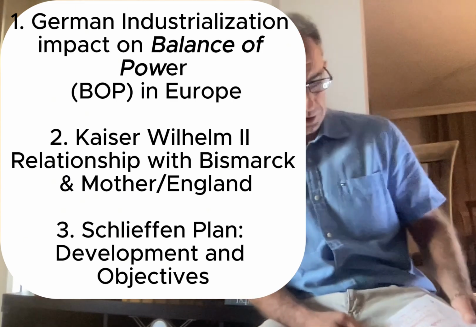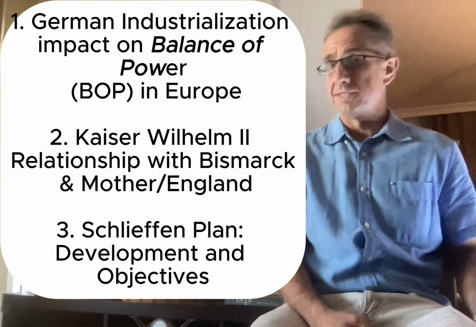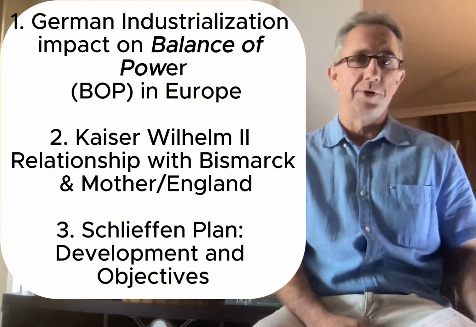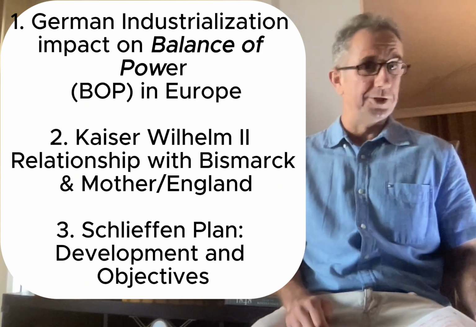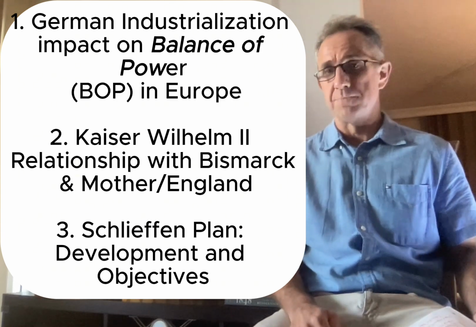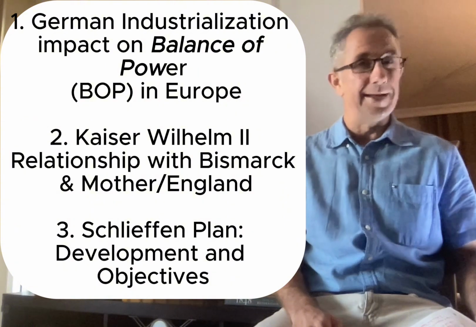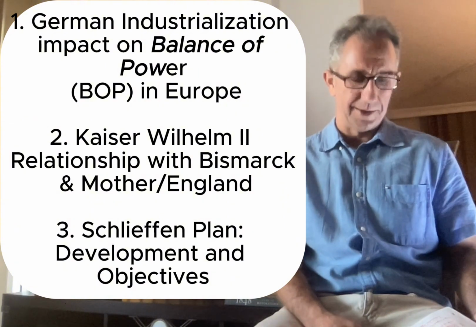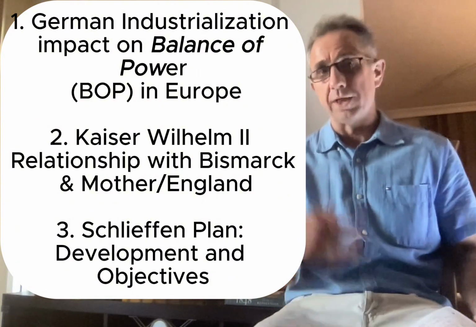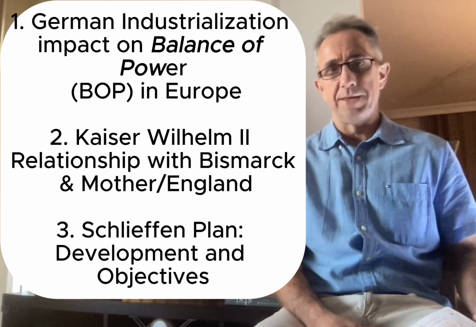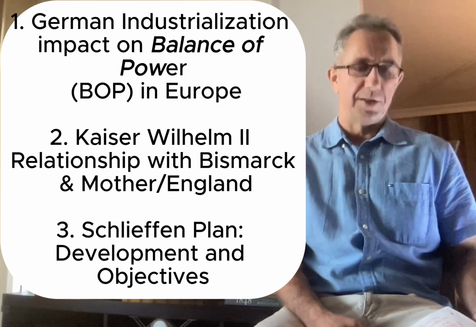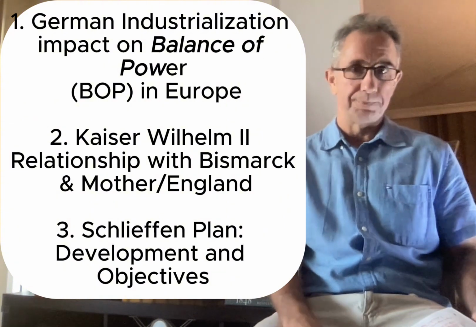The second thing we will examine today is Kaiser Wilhelm II, his ascension to the throne after his dad's death in 1888. We'll take a look at his relationships, firstly with Bismarck, and then with his mother in England. More about that as we continue. And then number 3, we will end with the Schlieffen Plan, and take a look at that plan in more detail, why it was developed and what its aims were.